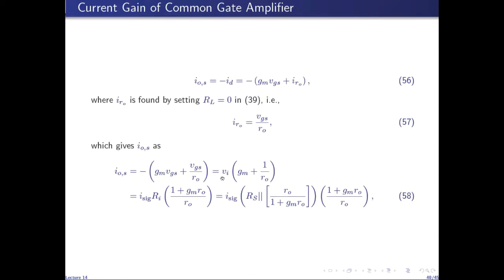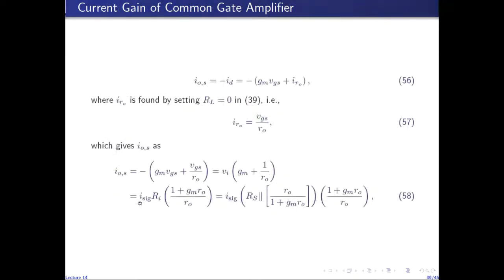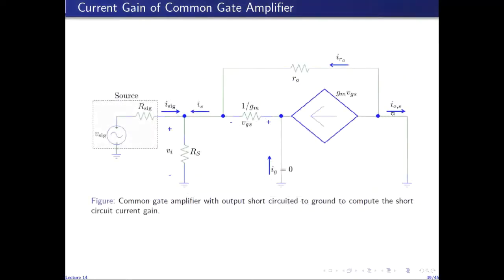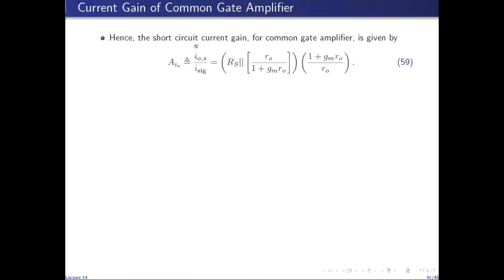VI, by definition, is given by I sig, which is the input current, times RI. So VI is I sig times RI. We have already found the expression for RI. In that expression, we can replace RL with 0, because in this circuit, RL is 0. So if we replace RL with 0 in that expression, we'll get this reduced expression for RI. And dividing by I sig on the other side will give us the short circuit current gain in terms of the product of these two factors.